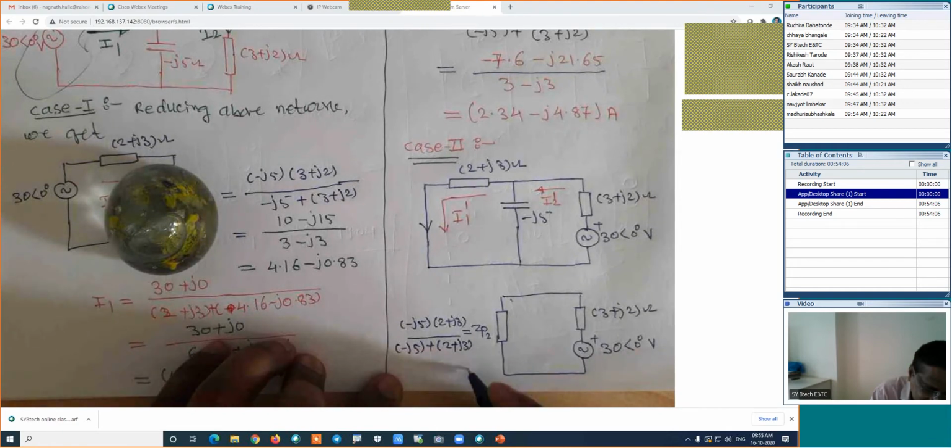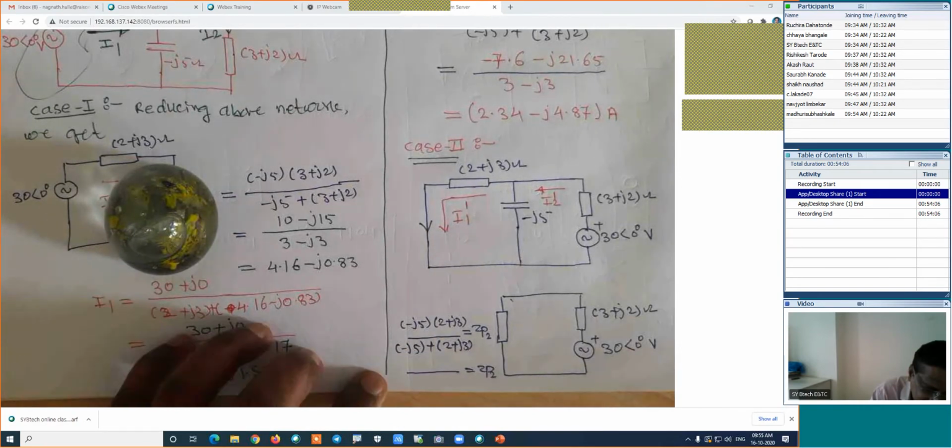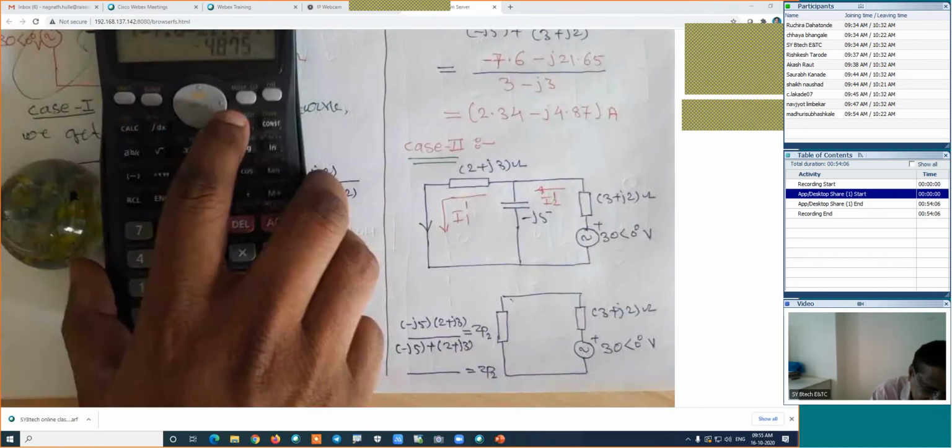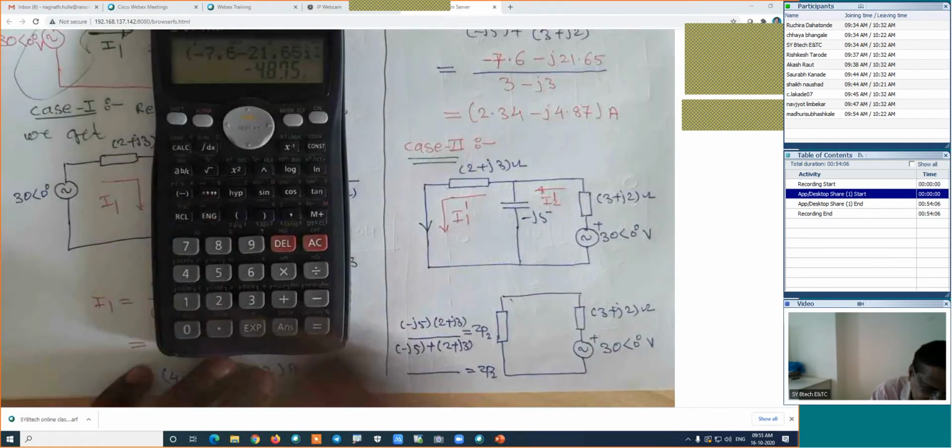First, I will work out this numerator part. Is it right? Now, I will use the calculator again to work out this calculation.